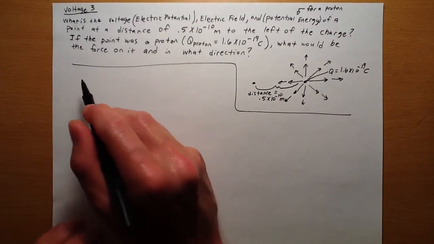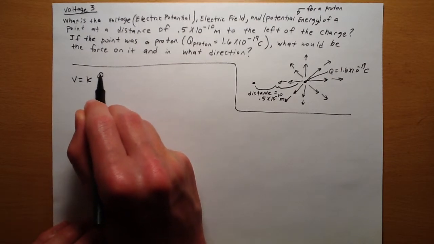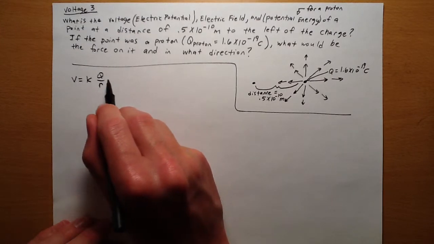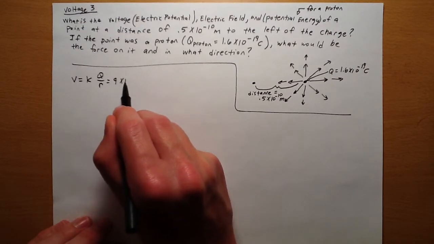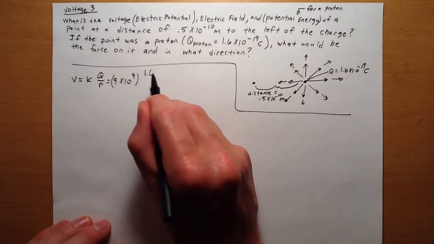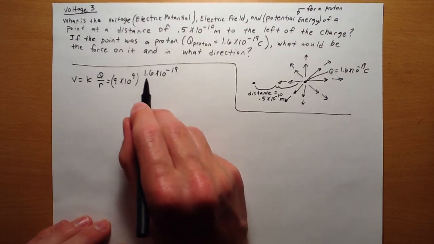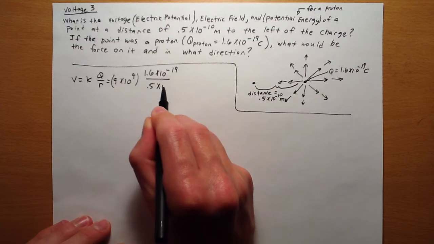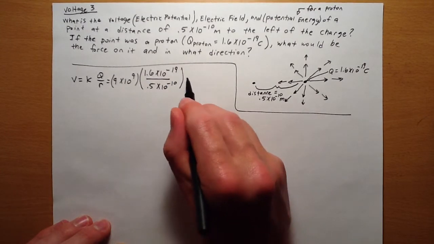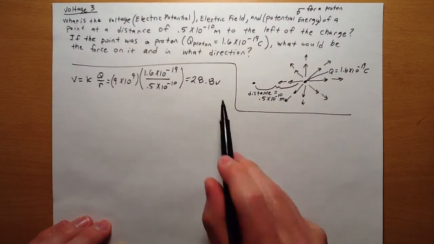So we're going to apply the voltage equation, and we're going to write it down first. Voltage equals K times Q over R, which we know is equal to 9 times 10 to the 9th, 1.6 times 10 to the negative 19 coulombs, over R of 0.5 times 10 to the negative 10. And we get an answer of 28.8 volts, or joules per coulomb.